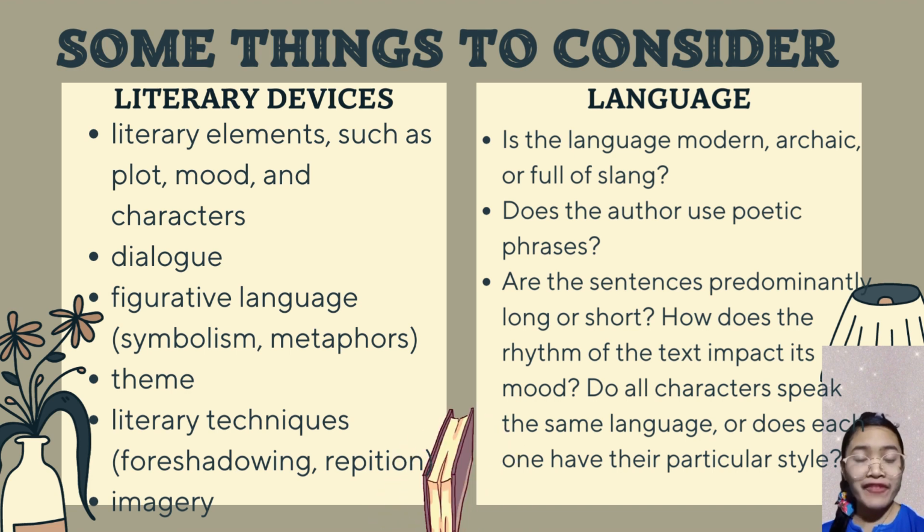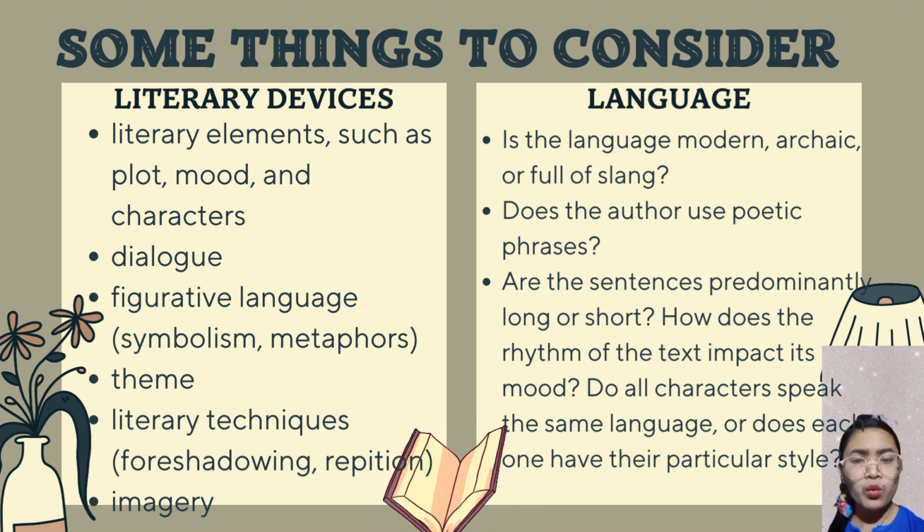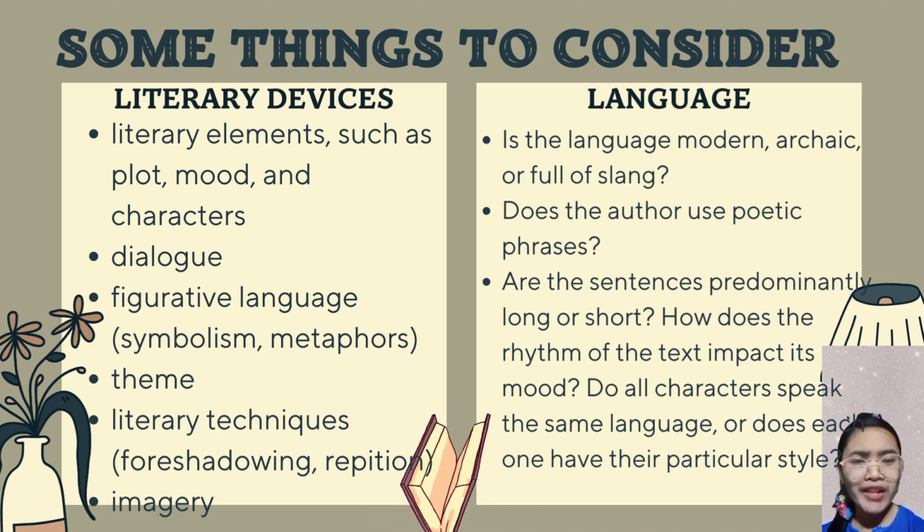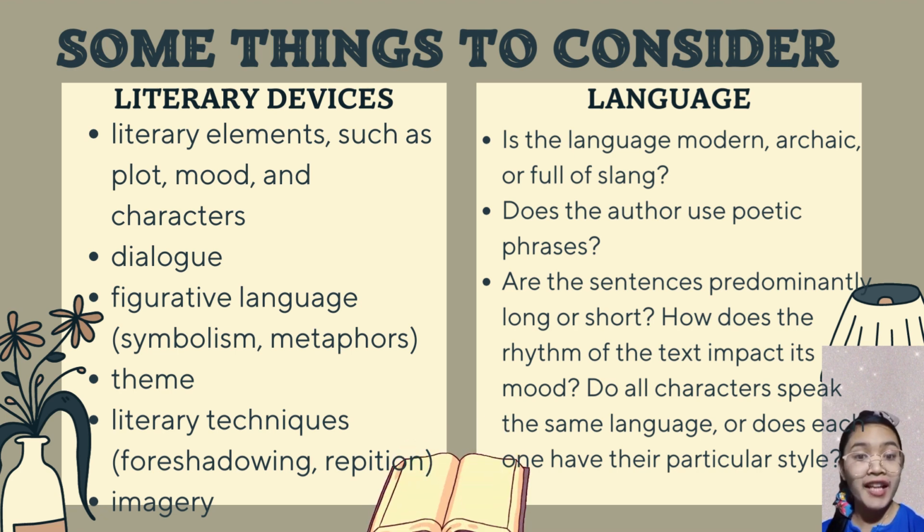Next, we have literary techniques such as foreshadowing and repetition. We also have imagery. In what way might a specific image or series of images be analyzed? How might the development of images throughout the work be explained? Are the images important to the meaning of the work? How are images interrelated with other literary elements?